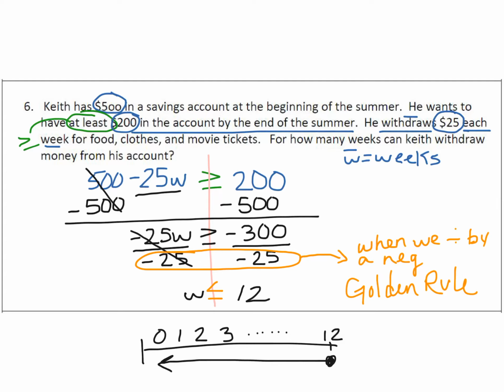At 12 weeks, it would mean that he has 200 remaining in the account, and that's what he expects to leave in there and not touch, right? Hopefully that made okay sense on why it still makes sense, even with a word problem, that applying the golden rule and rotating that inequality, okay?